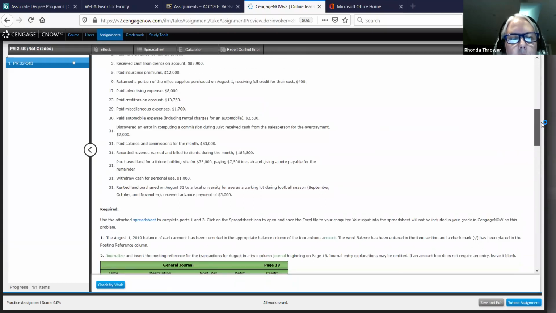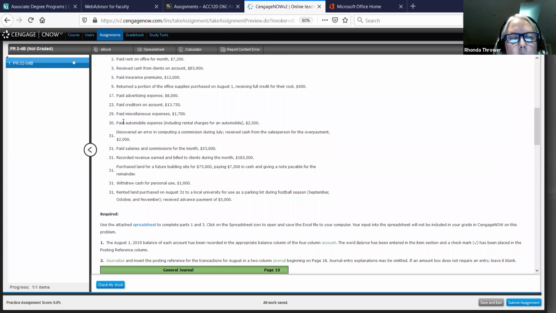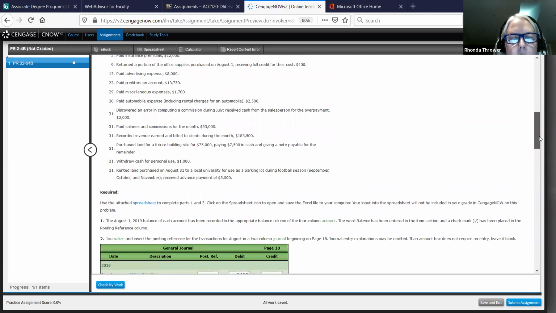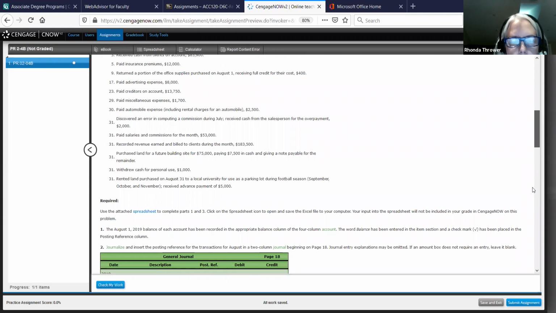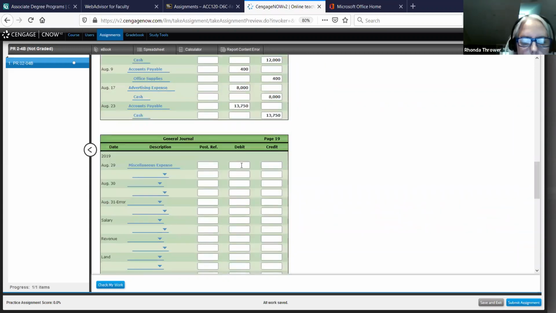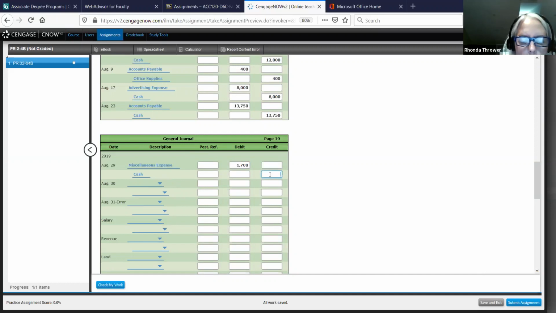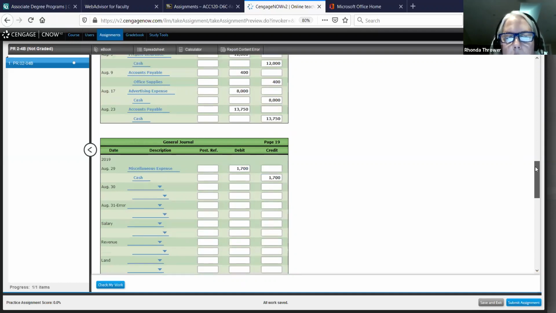Then we're going to move to the next transaction, which is where we are paying miscellaneous expenses of $1,700. We've incurred an expense, so our miscellaneous expense is going to be debited. The amount that we paid for that miscellaneous expense is $1,700. So my debit is $1,700 to my miscellaneous expense. I'm going to credit my cash account for $1,700 because I paid for some miscellaneous expenses with my cash account.